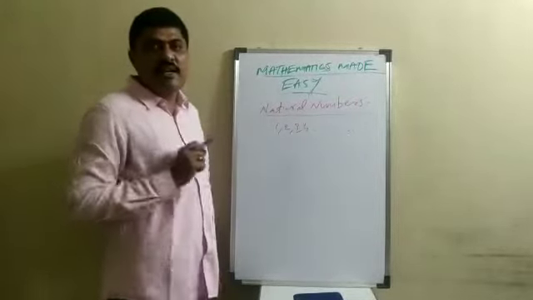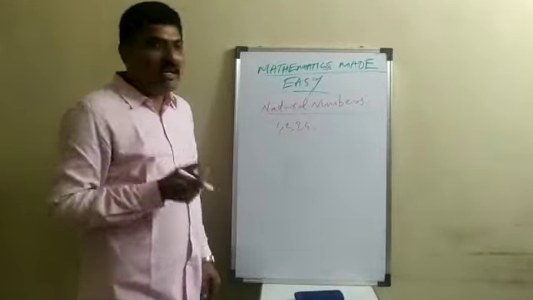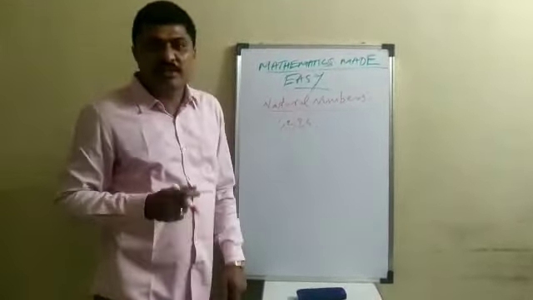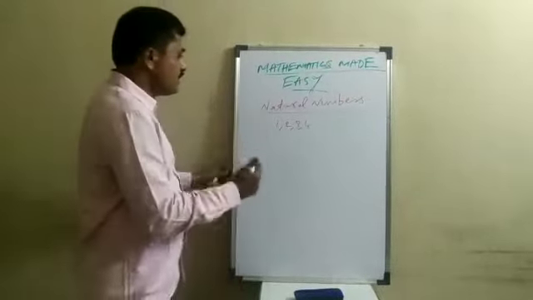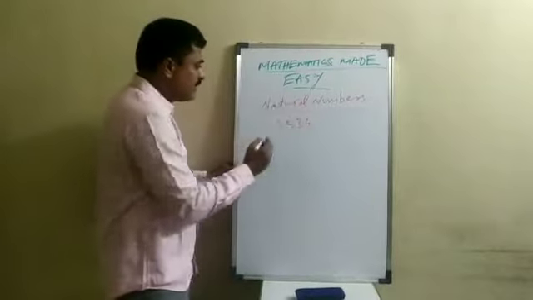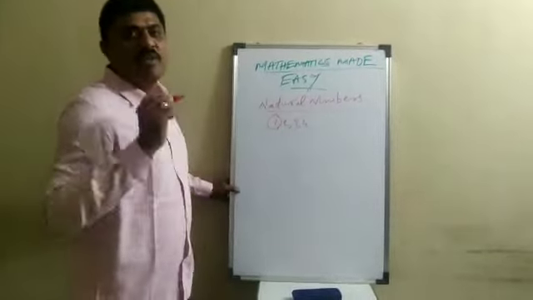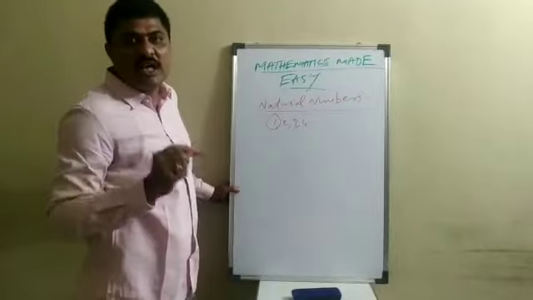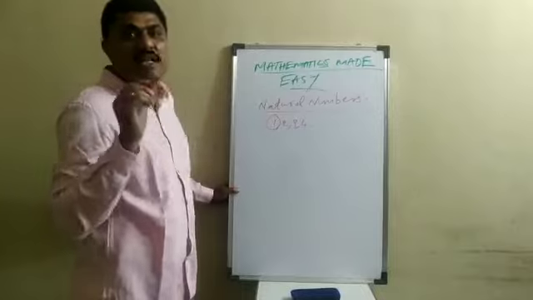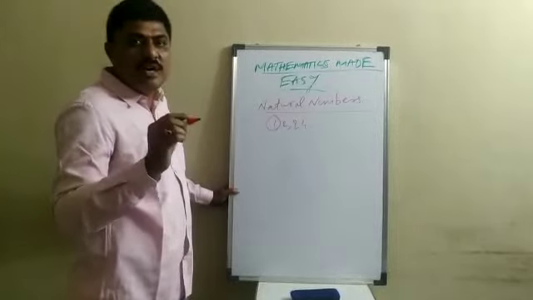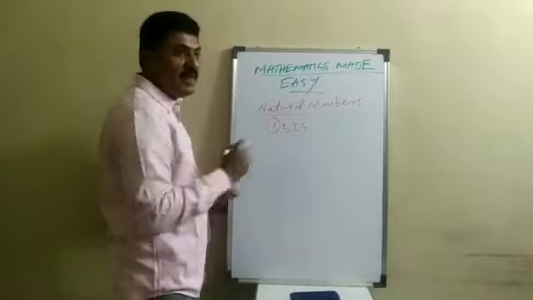So, in this way, we can define natural numbers. In simple definition, we can say that the counting numbers are called natural numbers. So, the natural numbers start from 1. Why? Because we are counting the numbers from 1. So, 1 is also called the least natural number, or, instead of least, we can use another word, that is smallest natural number.